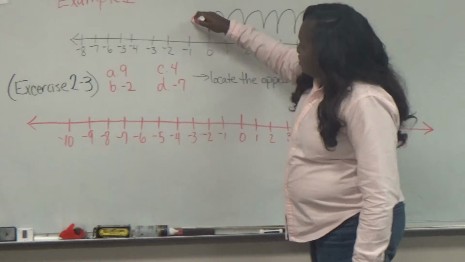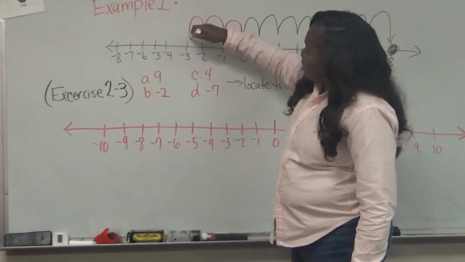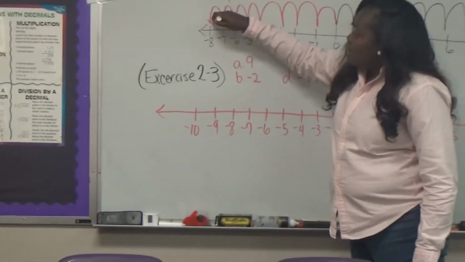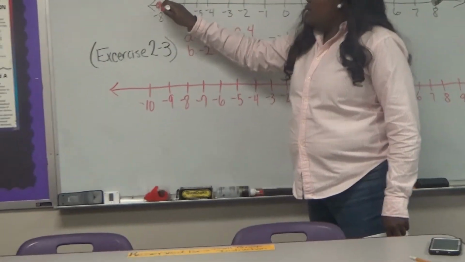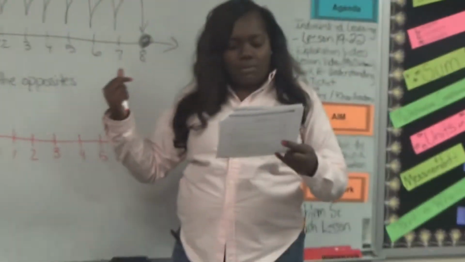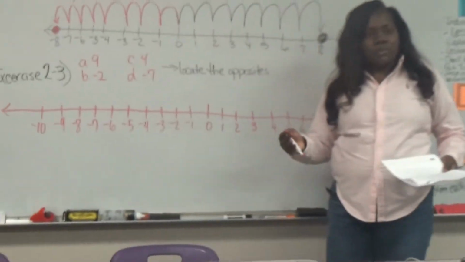So let's count. 1, 2, 3, 4, 5, 6, 7, 8. Alright, so at this point, I'm going to put a dot. So what can we say about this relationship to 0? How are they related to 0?